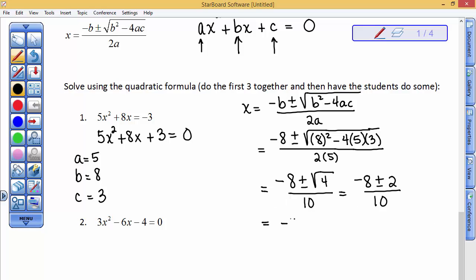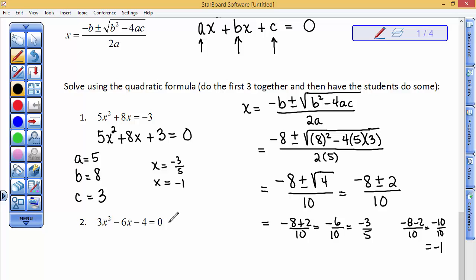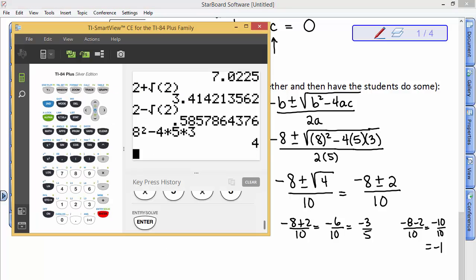So a negative 8 plus 2 over 10 is a negative 6 over 10, which is a negative 3 over 5. And then a negative 8 minus 2 over 10 is a negative 10 over 10, which is a negative 1. So my 2 answers for this problem: x is equal to a negative 3/5 and x is equal to a negative 1. I want to take you to graphing.